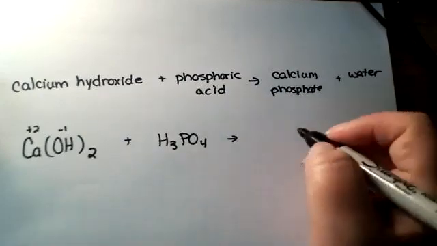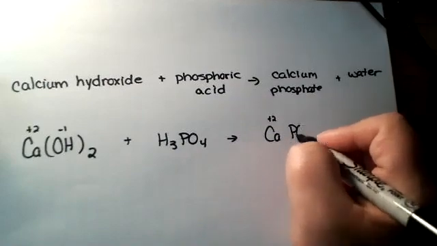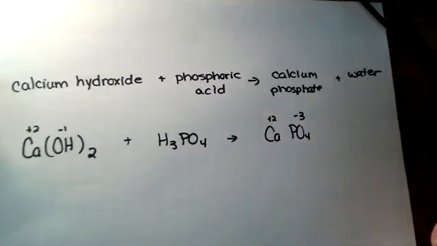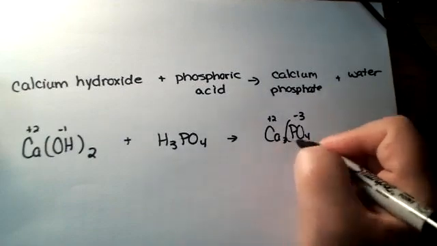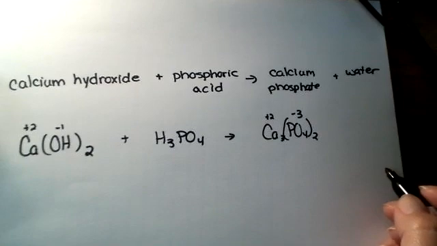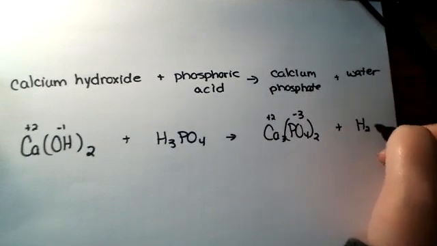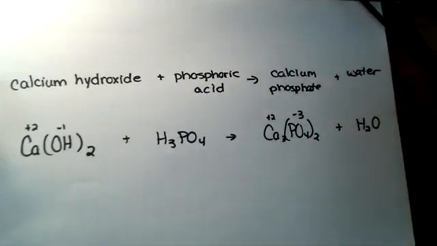And then we have calcium phosphate. That's calcium that has a +2 and phosphate that has a -3. So I'm going to have to crisscross that. So I get Ca3(PO4)2. And then we have water, H2O. Okay.